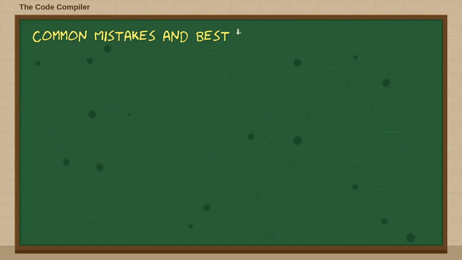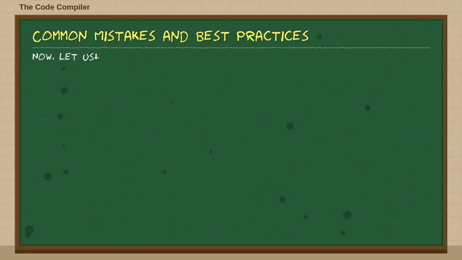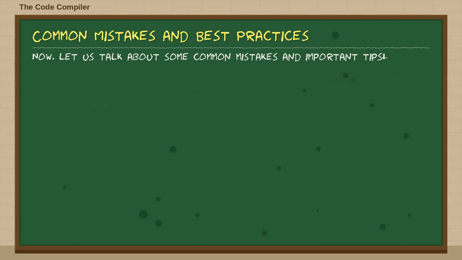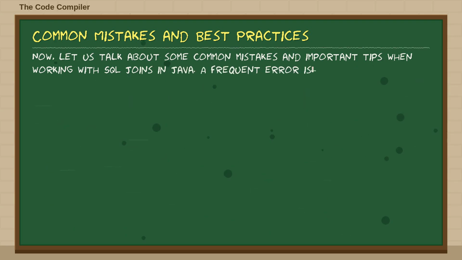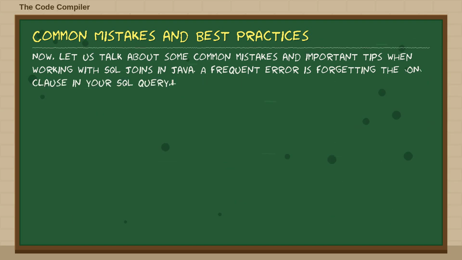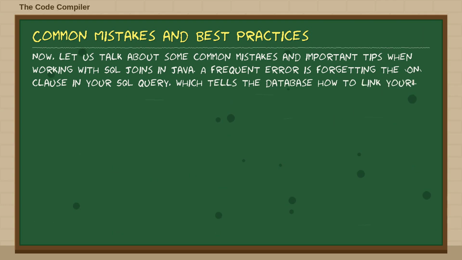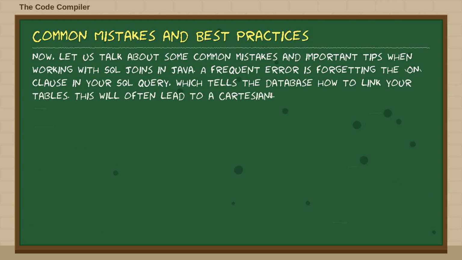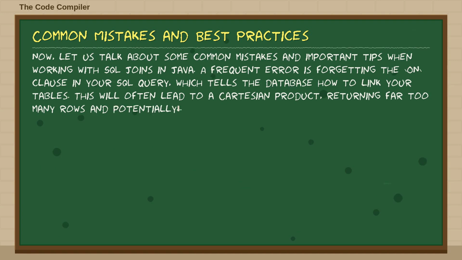Now, let us talk about some common mistakes and important tips when working with SQL joins in Java. A frequent error is forgetting the ON clause in your SQL query, which tells the database how to link your tables. This will often lead to a Cartesian product, returning far too many rows and potentially crashing your application. Always specify the join condition clearly.